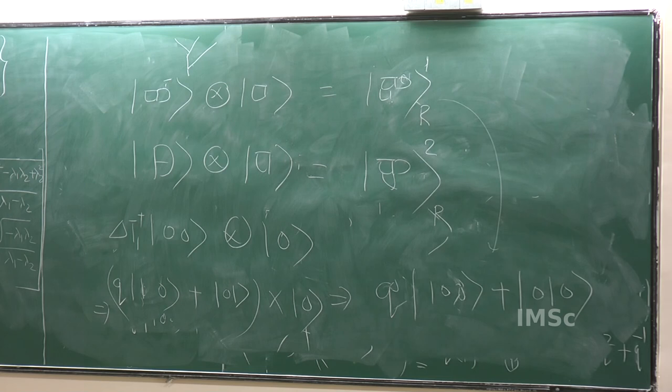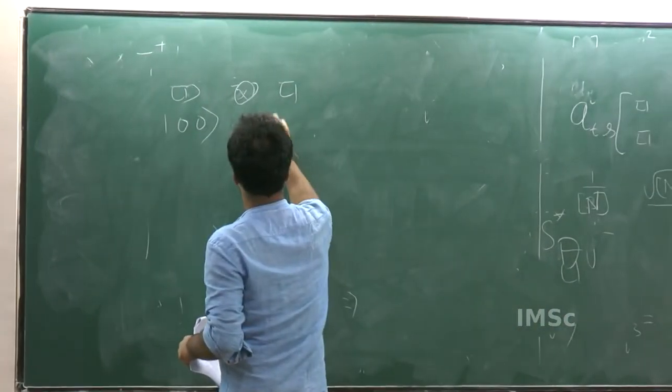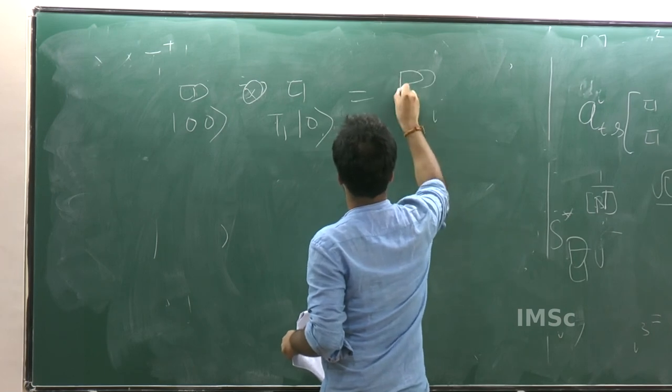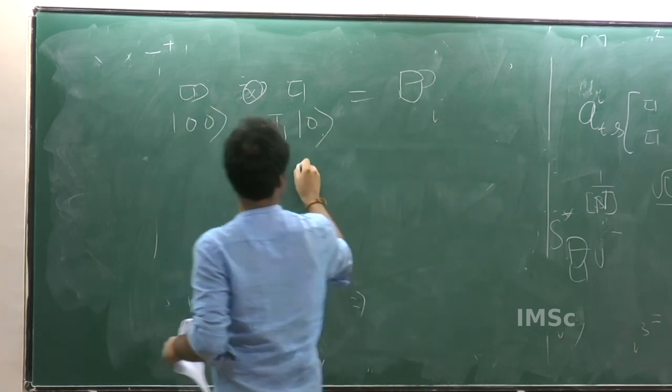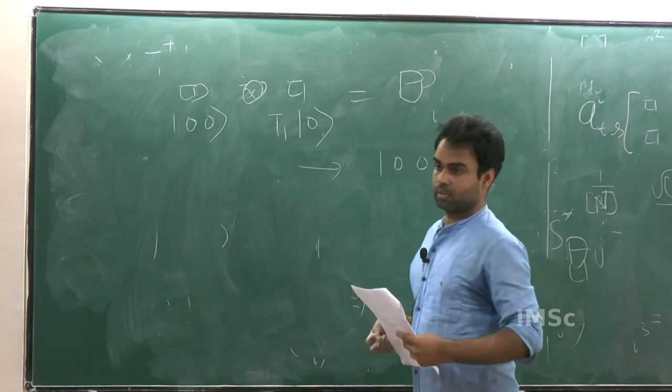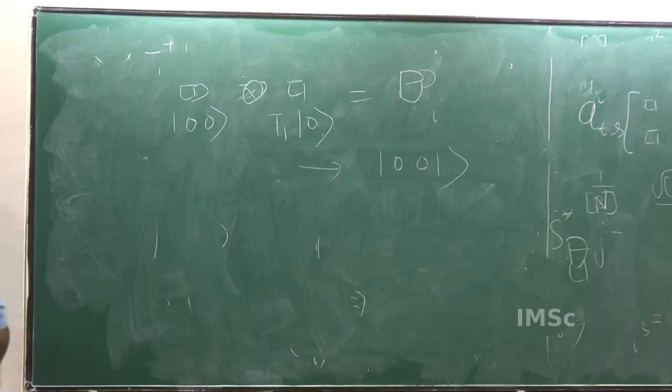So I have a symmetric. So this is 0, 0 cross. I can act T1 here. I can get this one also. This is another possibility, so this will give me just 0, 0, 1. So this is 2 possible linear combinations.